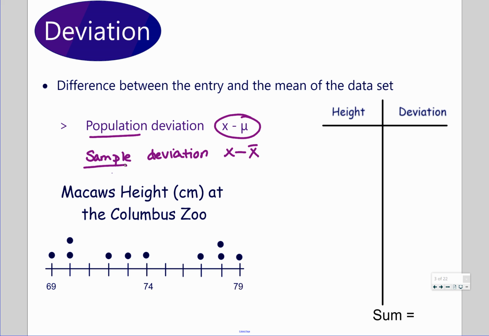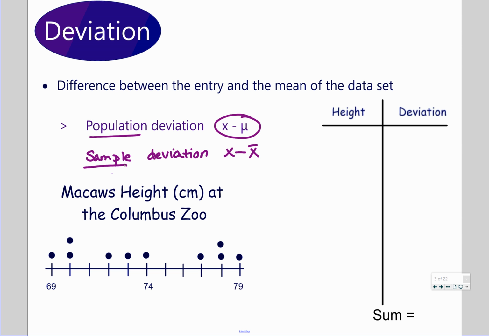Okay, so here we have a dot plot. It represents height of macaws at the Columbus Zoo, and everything's measured in centimeters. So what we want to do is list the heights in our table. If something occurs more than once, we're going to list it more than once, and we're going to find the deviation for each height. So how far it varies from the mean of the sample that we're going to find. So we'll need to get that in a minute.